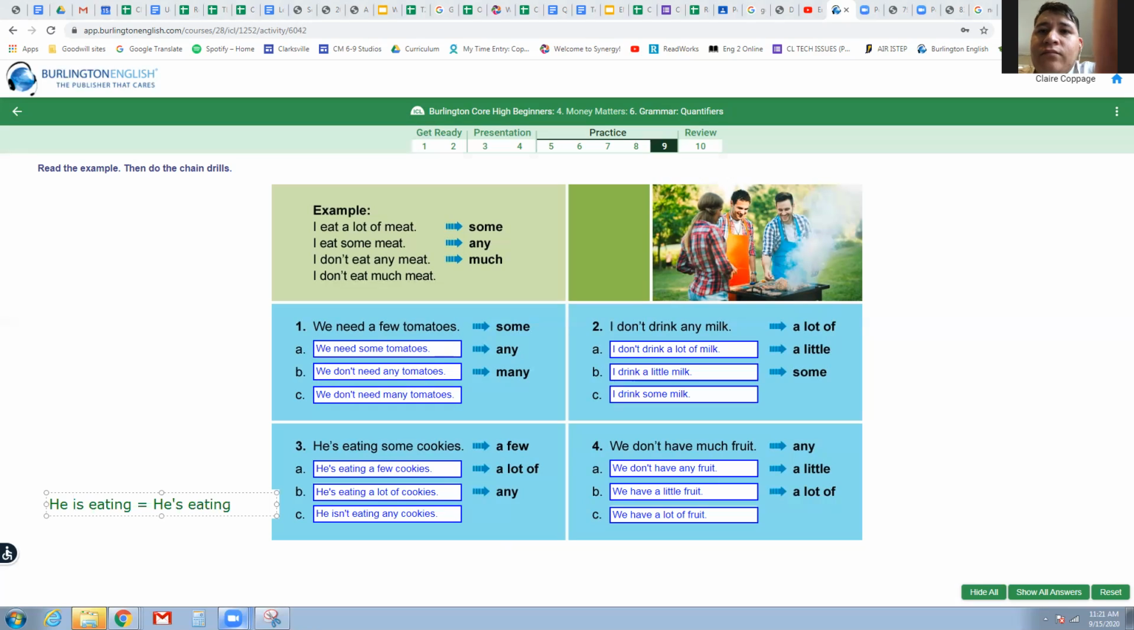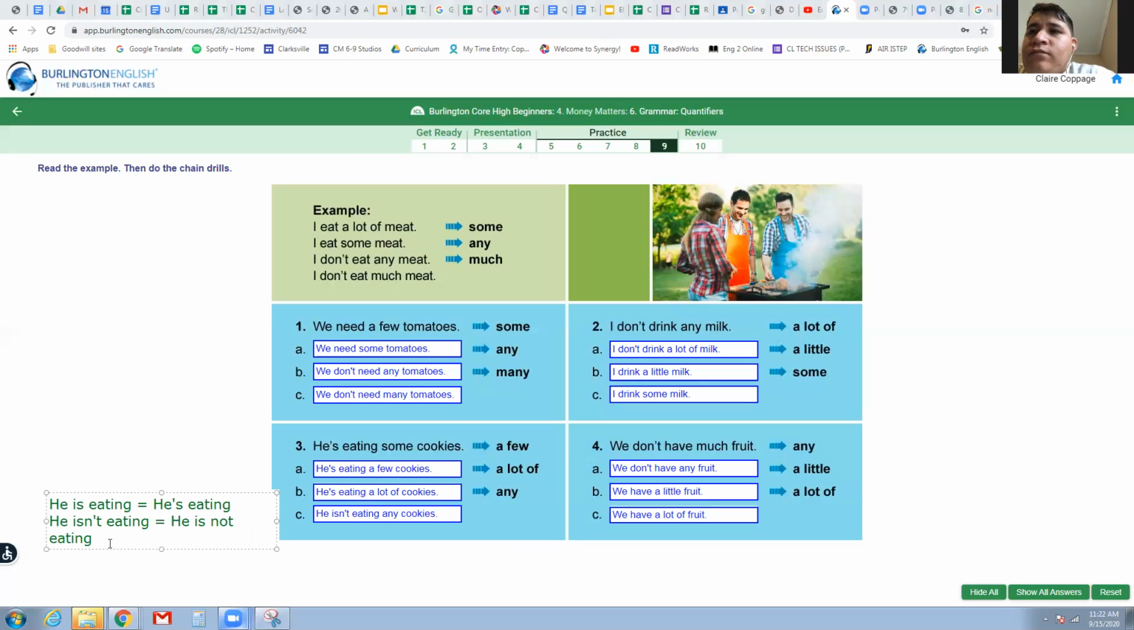So we can combine 2 words in a contraction. He's and he is. He is, forma larga. He's, forma corta. And then he isn't eating. Es igual. He is not eating. So isn't es la forma corta de las dos palabras is not. Oh, okay. All right. So él está comiendo, él no está comiendo.